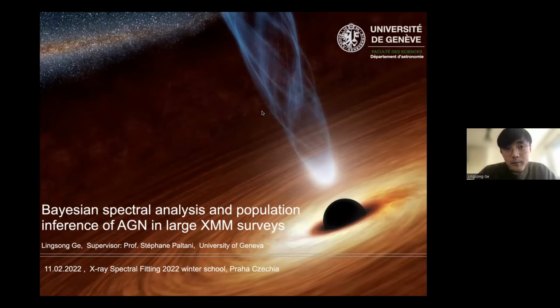In my talk, I will mainly focus on two parts. The first is the spectral fitting method for spectra of AGN in large surveys. The second is the population inference, which reconstructs the distribution of the spectral parameters using the PDFs that we obtain from the spectral fitting step. And in the end, if I still have time, I'll briefly show you the results of our pilot study on the XMM-COSMOS survey.